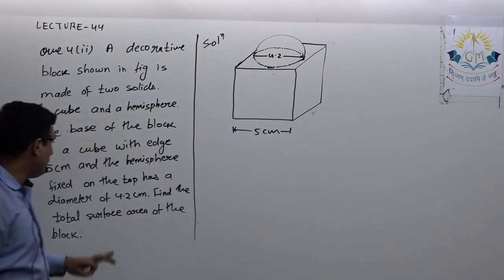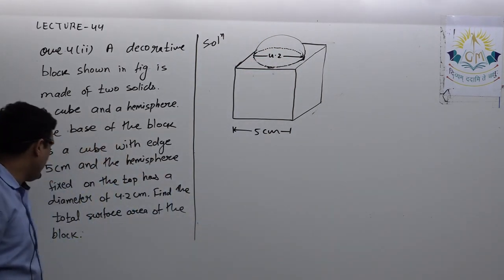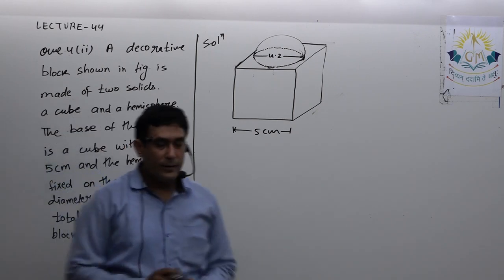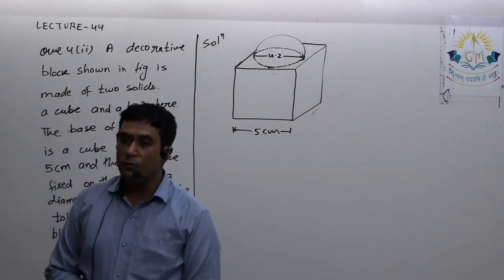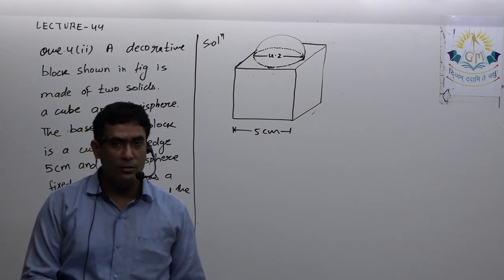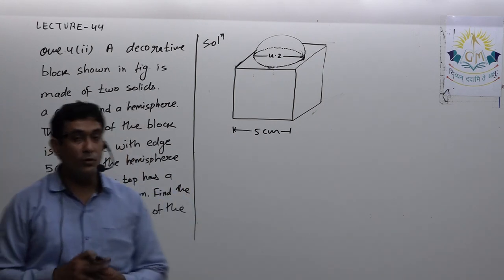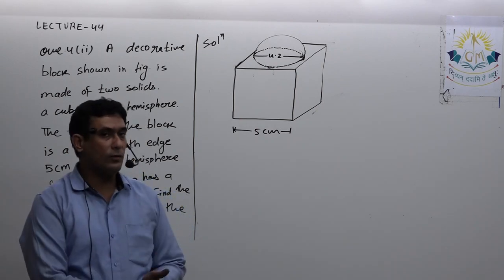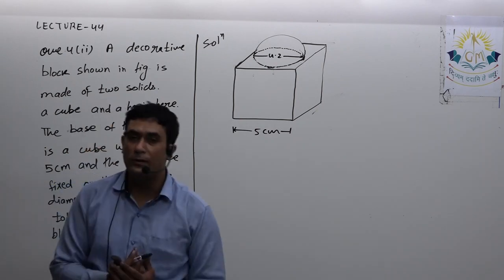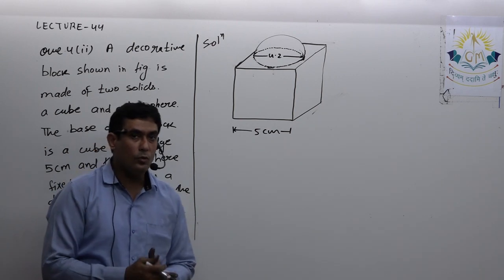Now what we have to find? We have to find the total surface area of the block. Now as I told you, whenever it is asked to find the total surface area of any solid or any block, any combination, what we have to check? We have to check on what surfaces of that combination of the solid it is possible to paint or it is possible to color.